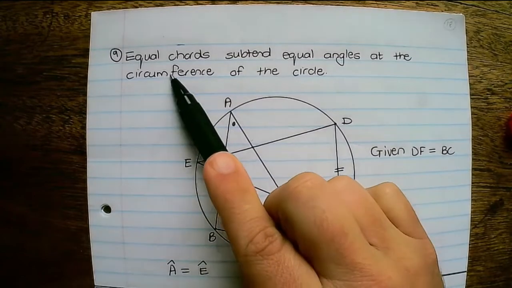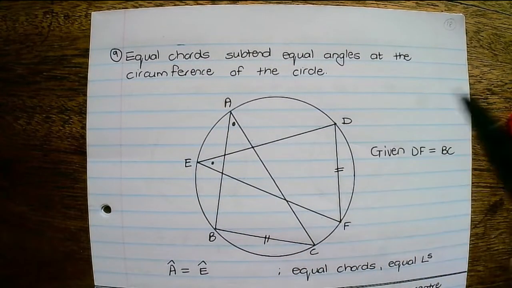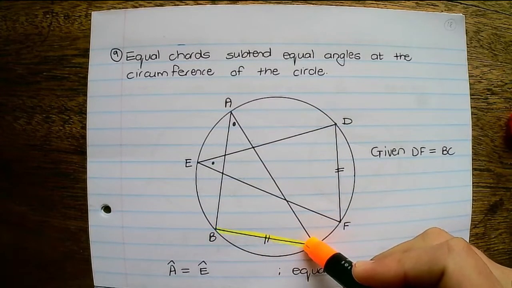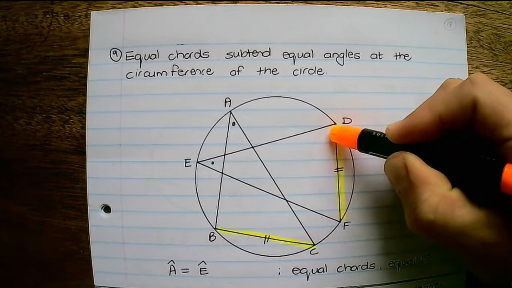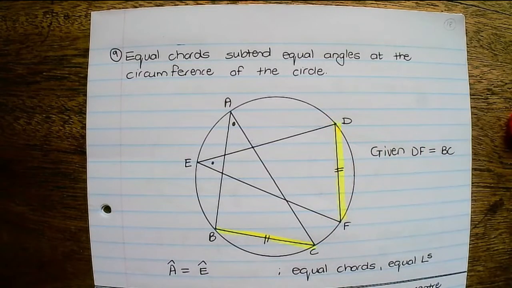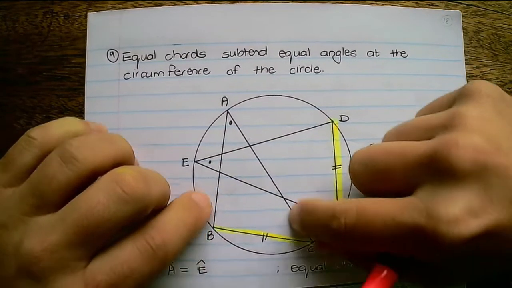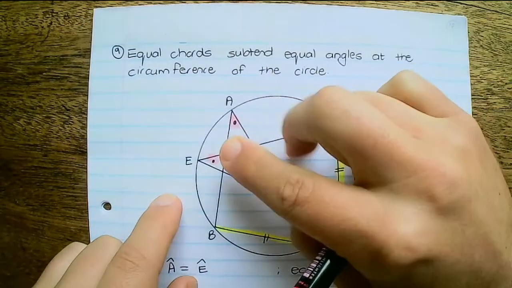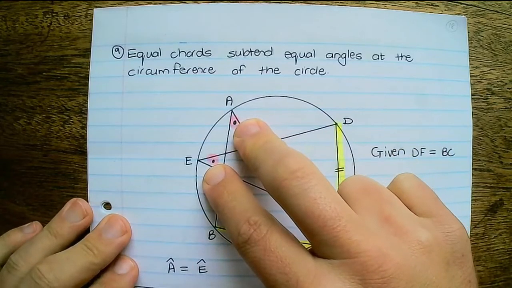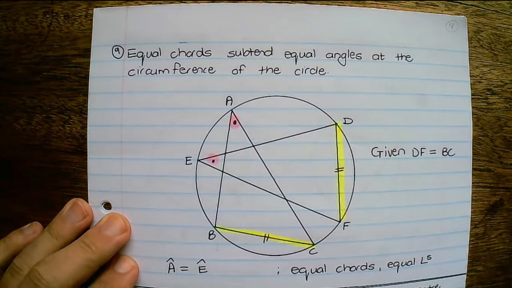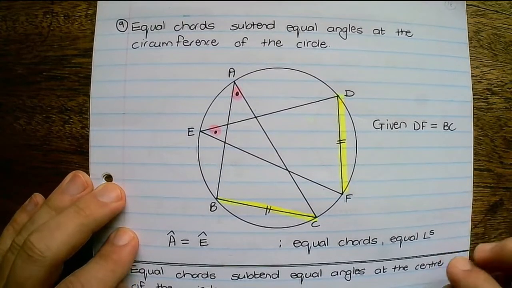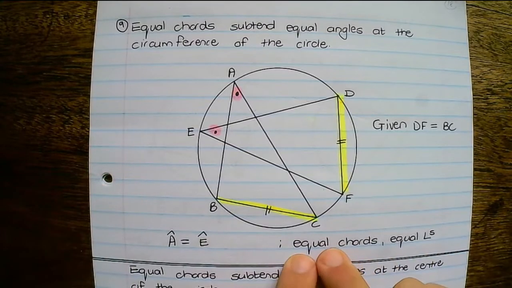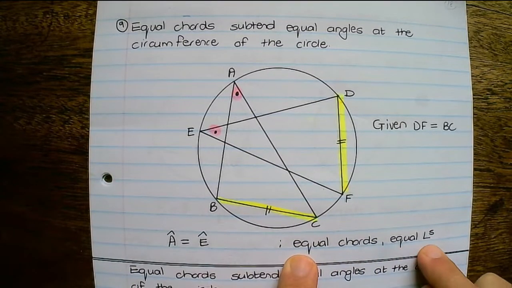So now we have equal chords subtend equal angles on the circumference. What we are given is BC is equal in length to DF. And if I produce or create an angle to the circumference from both of those lines, then those two angles would be equal in size because these two chords are of the same length. But now our reason is not angles in the same segment. Our reason is equal chords, equal angles.